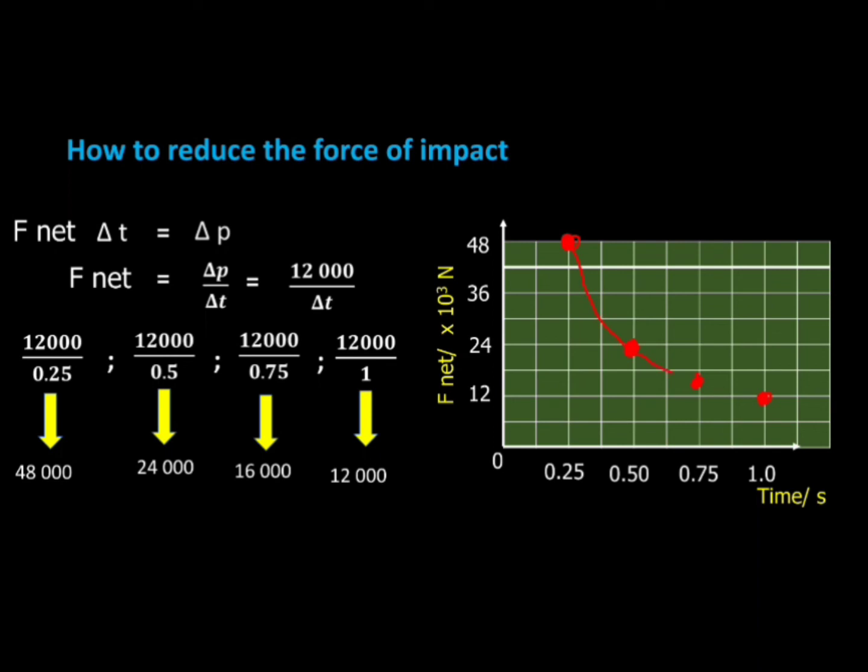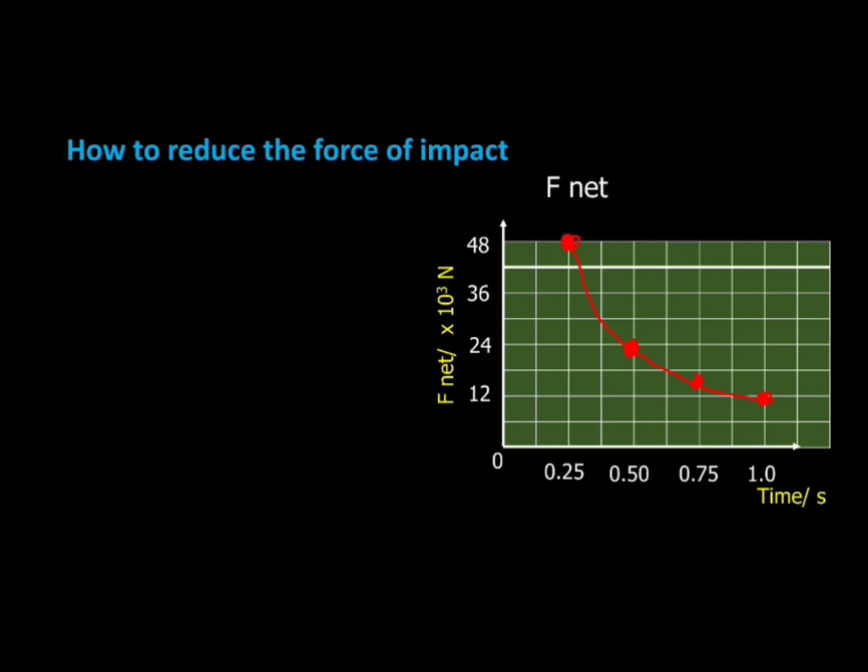An inverse graph. So we can clearly see that as we continue to increase the contact time during the collision, the force of impact keeps dropping. So we can actually say the net force or the force of impact is inversely proportional to the collision time. And this is very important for safety considerations. If you can increase the collision time during a collision, then the force of impact will be dropped significantly.